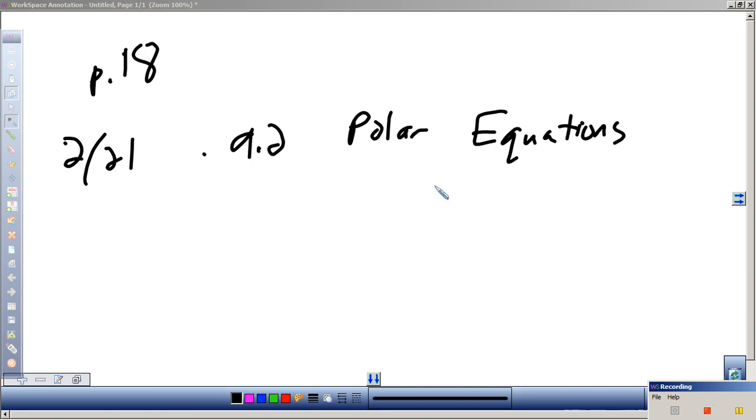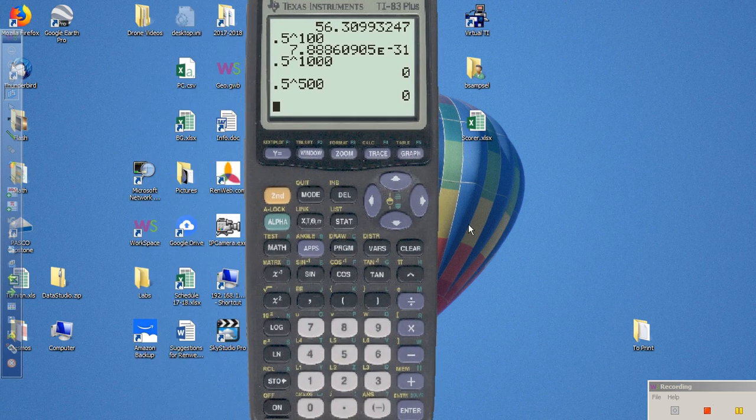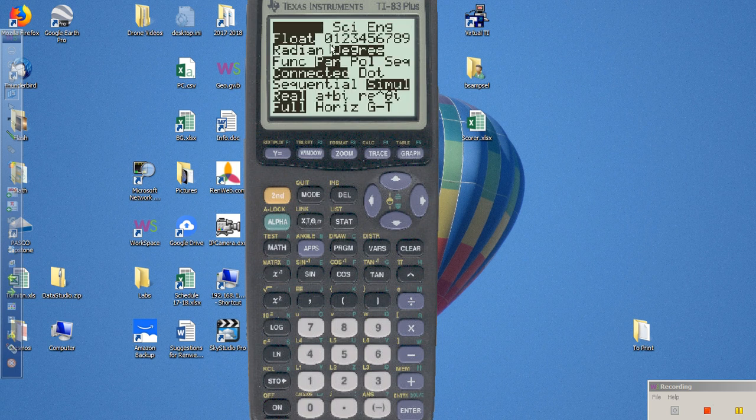Polar equations, where we get to all the interesting stuff. So everybody get your calculator out. We're going to do a new mode. Go to mode and change to radian mode for now, and then go down and change it to polar coordinates. So instead of doing parametric, we're doing polar.